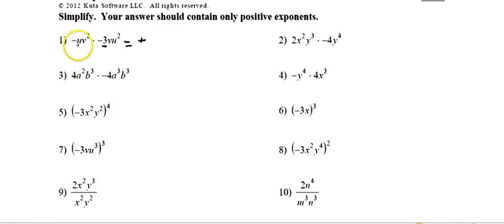Okay, so now let's look next at the coefficient. Here the coefficient is 1. You could have said negative 1 times negative 3. That will give you positive 3. Okay, so we're done with the coefficients, the big numbers. Okay, let's now look at the variables.